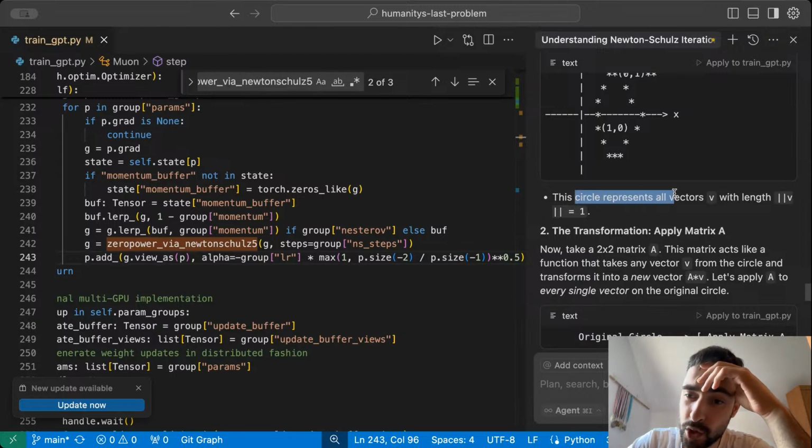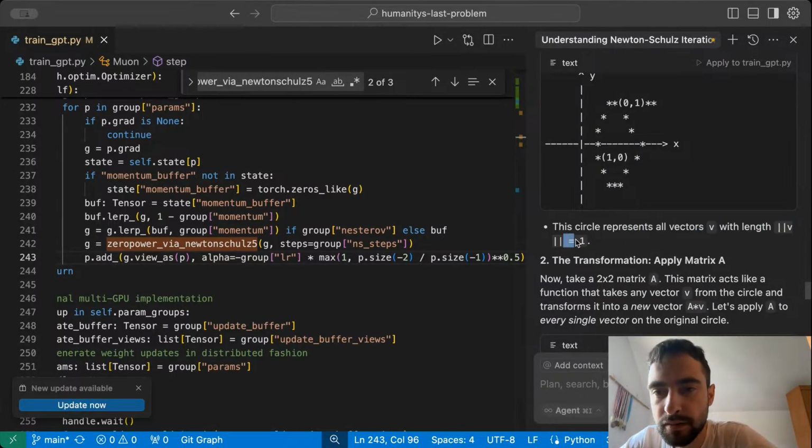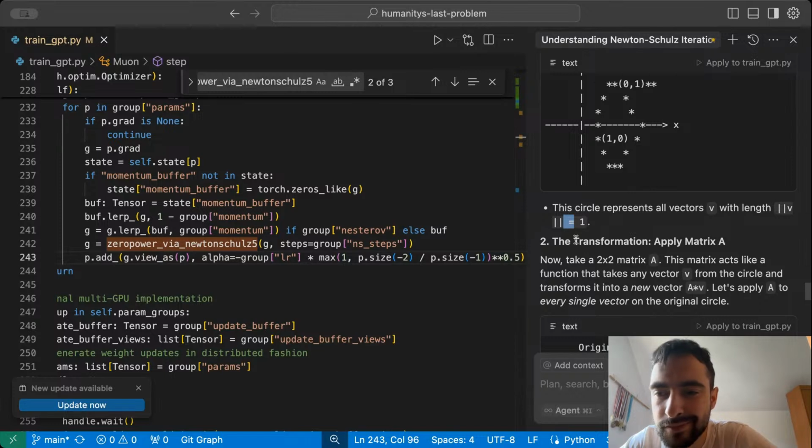The circle represents all vectors v with length of v equal to 1. So length, magnitude of v is equal to 1. This is funny. So is this the absolute value, the magnitude of v?